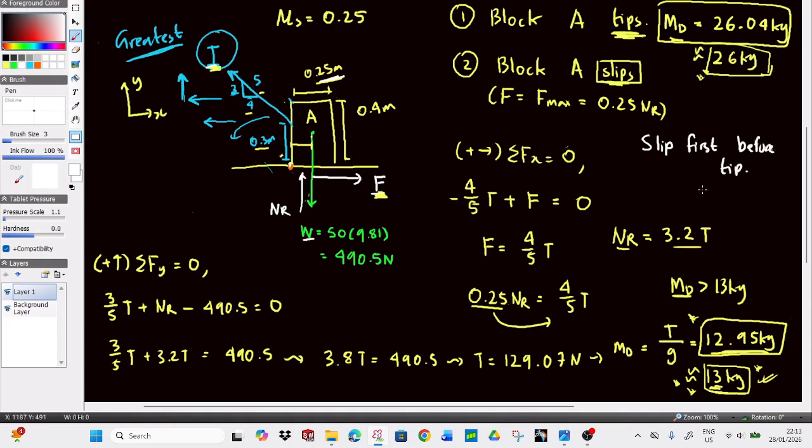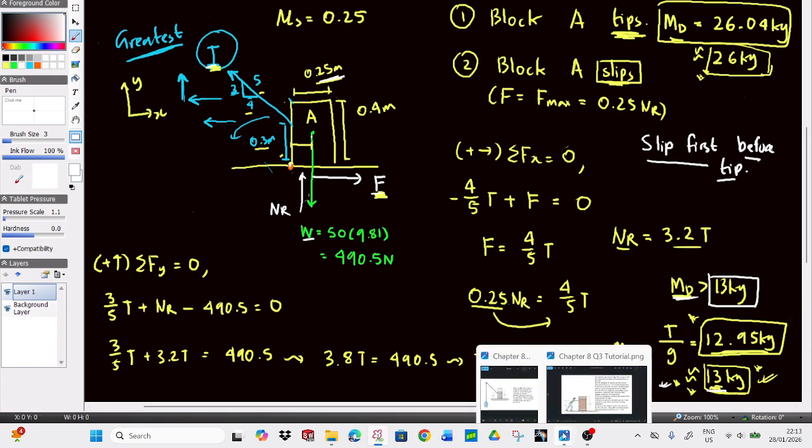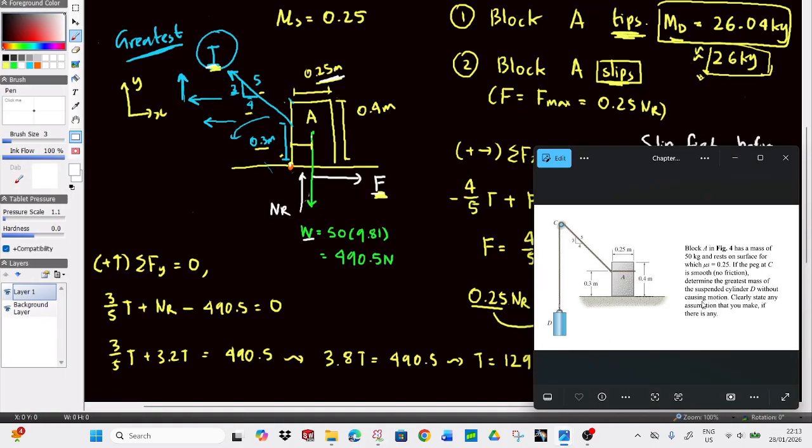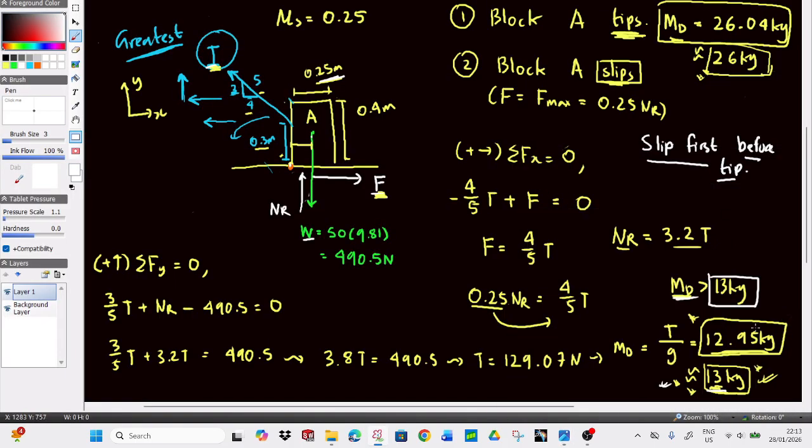So that's the idea. It would slip first before it would tip. Because if you only apply 13 kilos, that's already enough. That's the greatest weight you can apply to the block before it slips, before it moves. And any mass that's more than 13 kilos would have already slipped. It would have already moved. And the question strictly said without causing motion. So, therefore, this is your final answer.